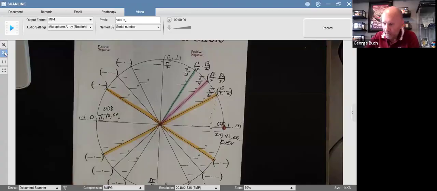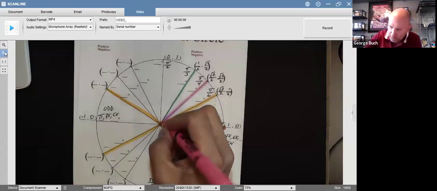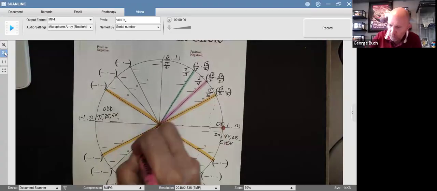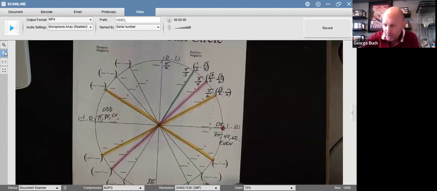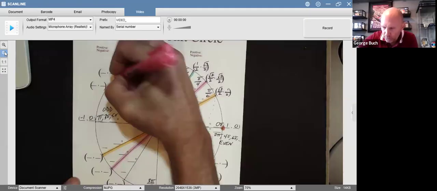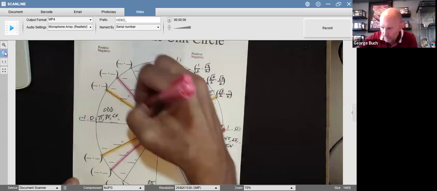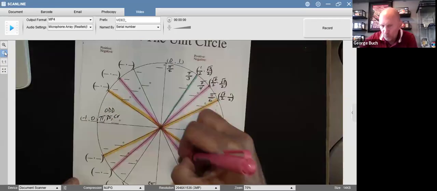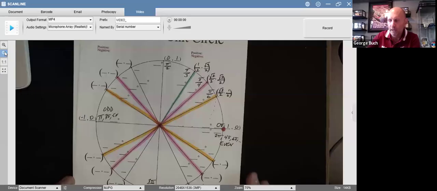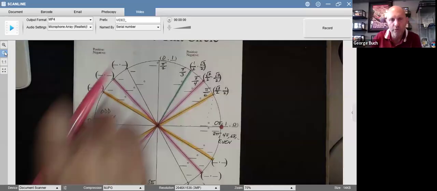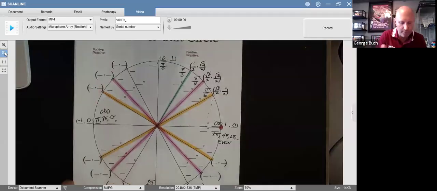If I do the pink, this pink one here, if I draw it all the way through, comes down in here to quadrant 3. But because it's halfway, it's also this one and this one that comes halfway down into quadrant 4. So again, quadrant 1, quadrant 2, quadrant 3, quadrant 4, in case you need that refresher.